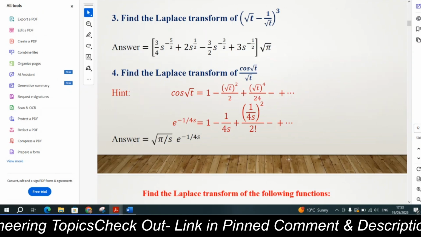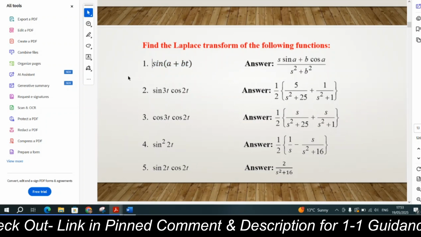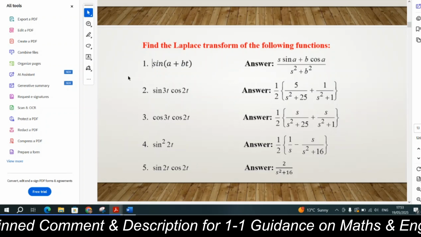12, 13, 18, 19. Let's see. I think 12. Not this. No. This one. Yes, sir. First question here. Yeah, I was not able to do that. Okay, sine of a plus bt.